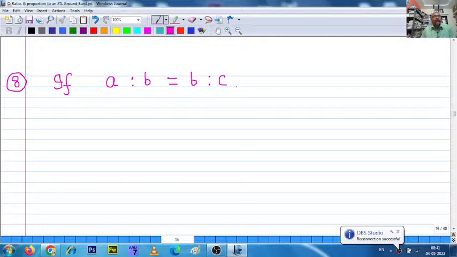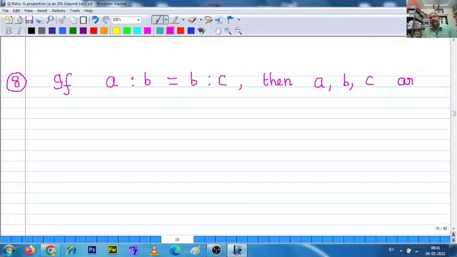Suppose A is to B is equal to B is to C. Then A, B, C are said to be in continued proportion.